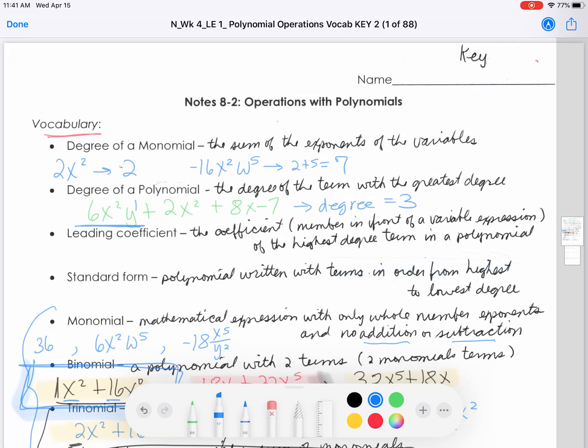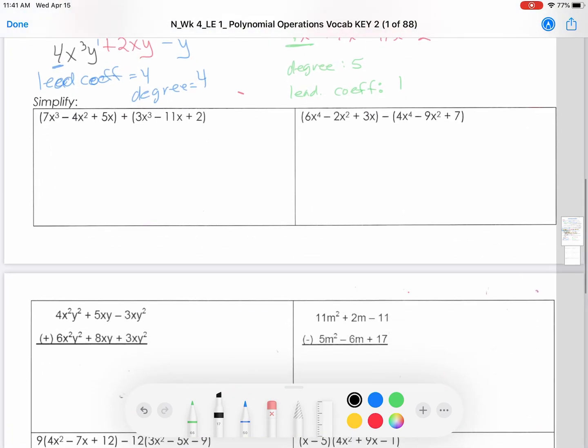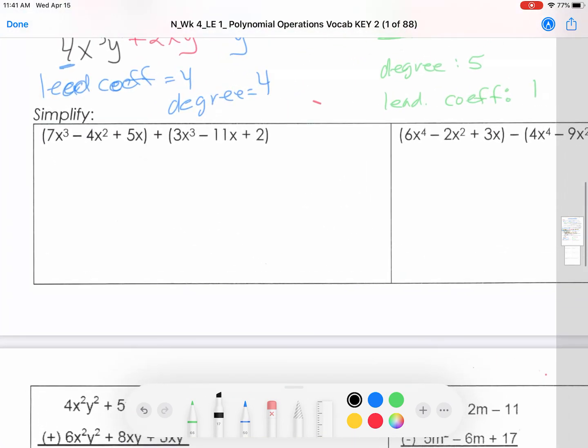We're going to continue our study of operations with polynomials, and today we're going to start by looking at adding and subtracting polynomials. So this first problem here has a plus, so our operation is going to be adding.